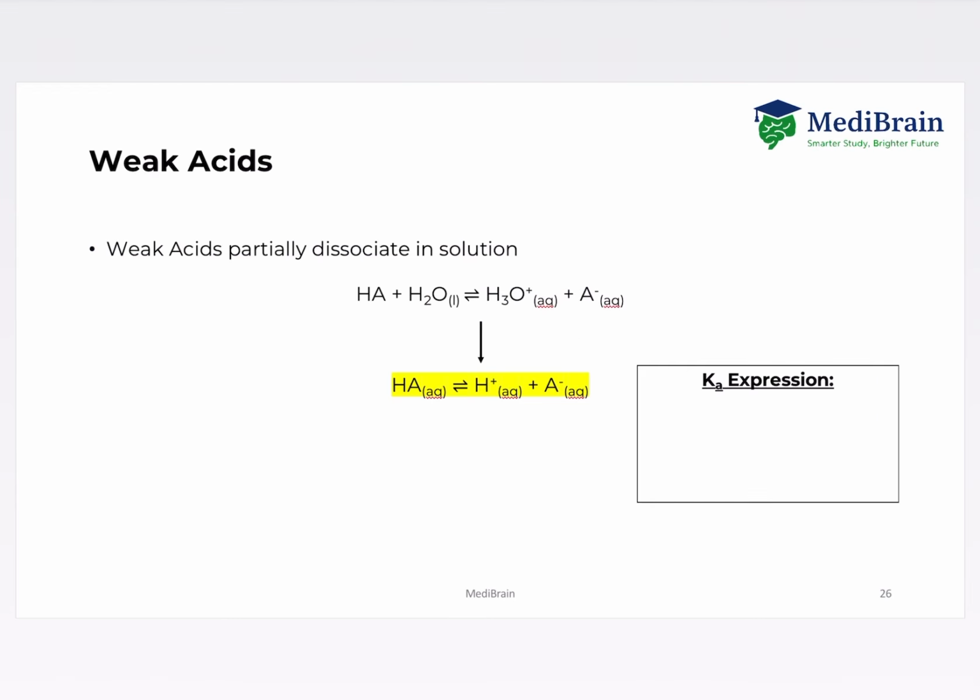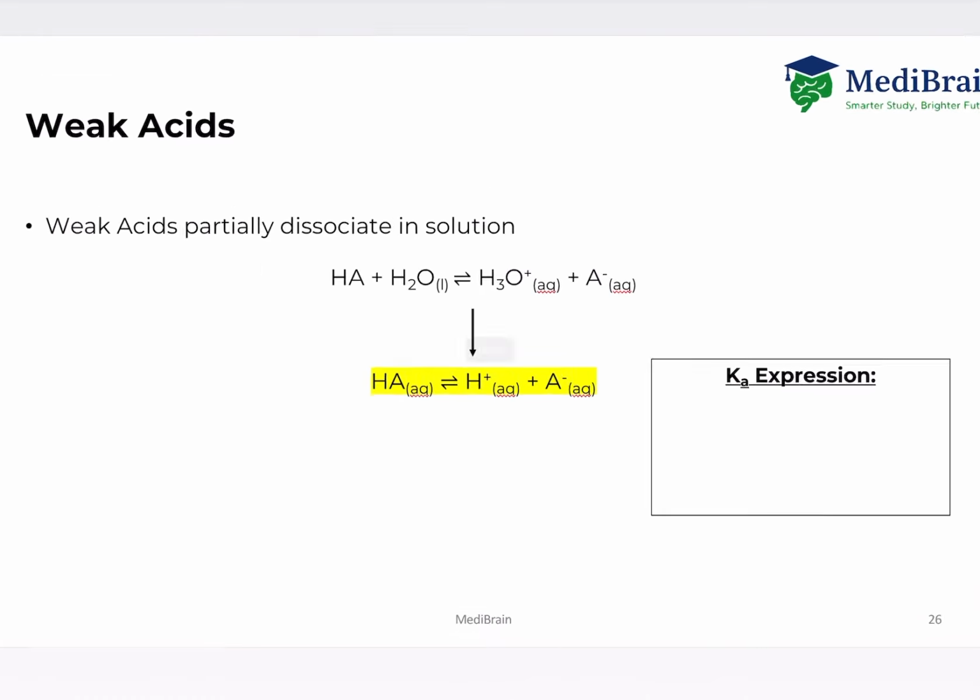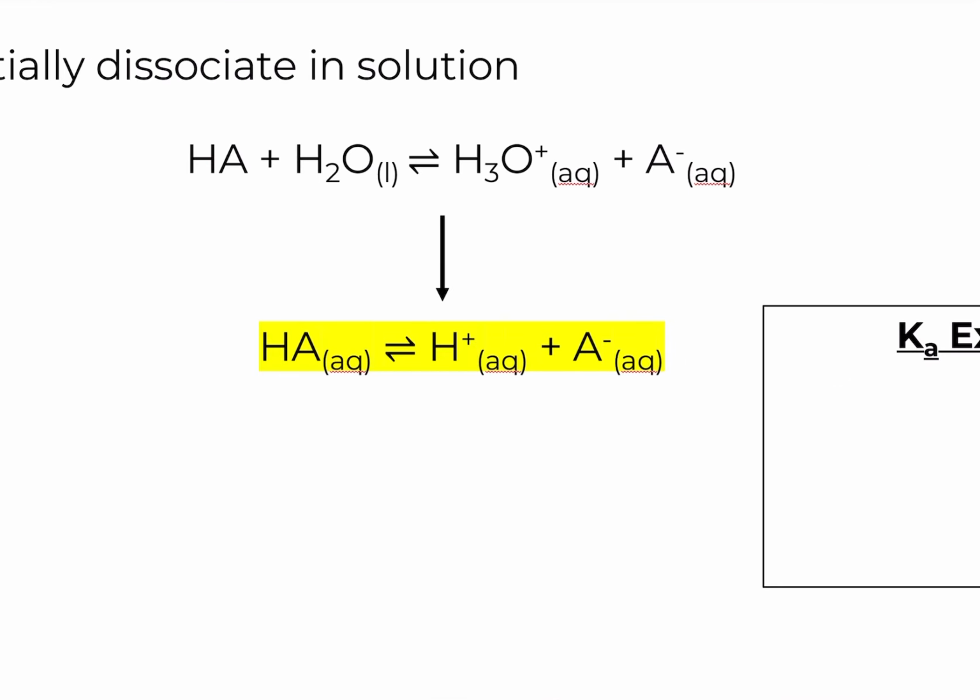Okay, so starting off by looking at weak acids. Now, weak acids partially dissociate in solution. You should know this from GCSE. And if we have a look at this equation, we've got HA reacting with H2O because we're putting it in aqueous solution. And then we're forming H3O plus and A minus.